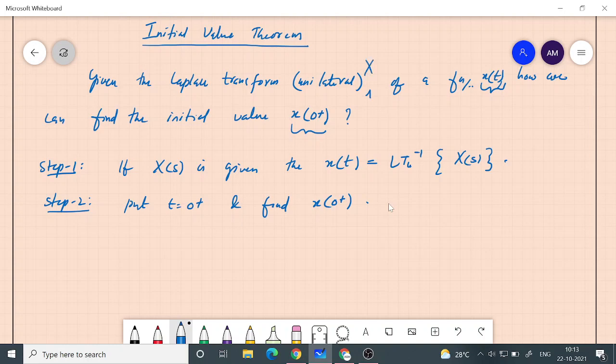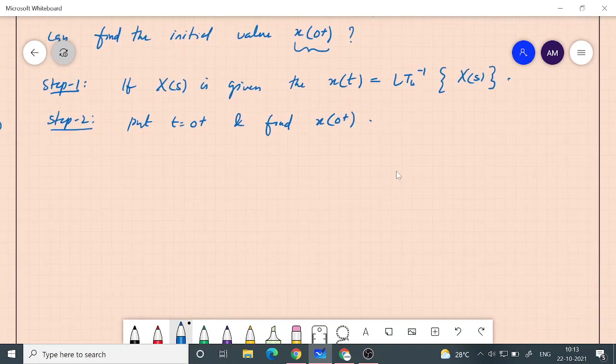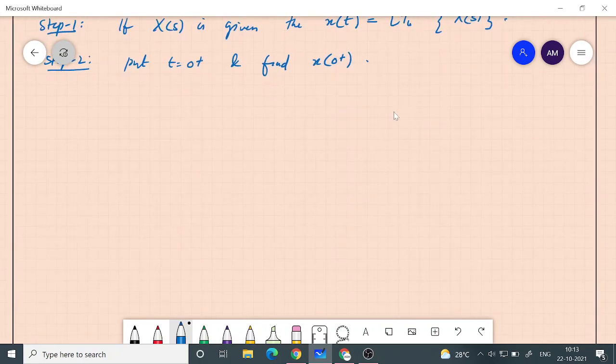So this is given. So from x of s, how can we directly find the initial value, small x of 0 plus? So the method is like this. So we use this property. So the proof or the derivation. So learn this derivation. It's very easy.